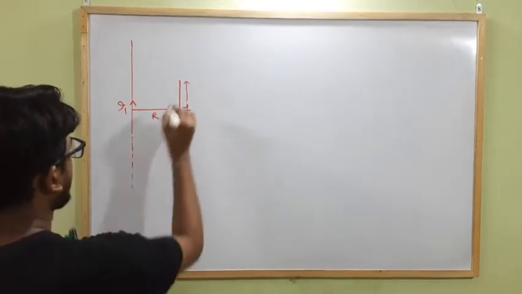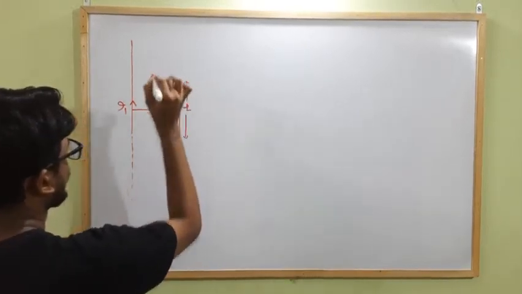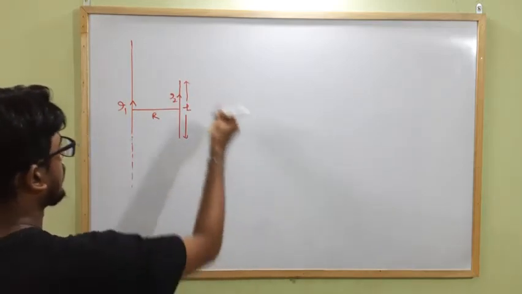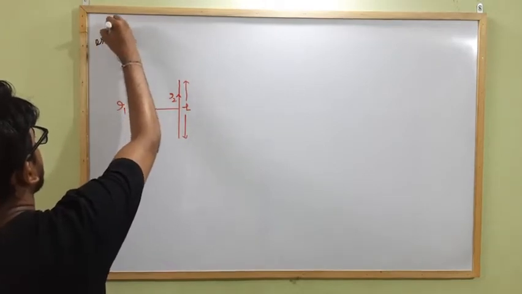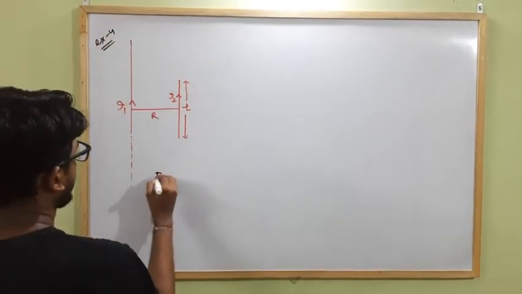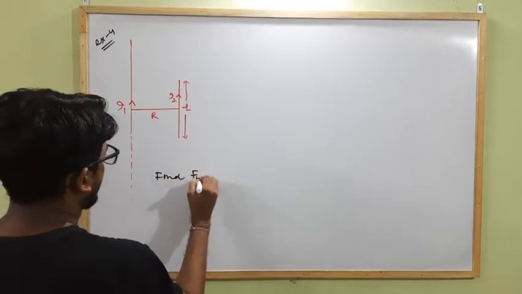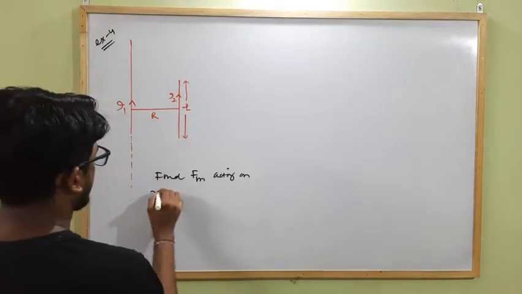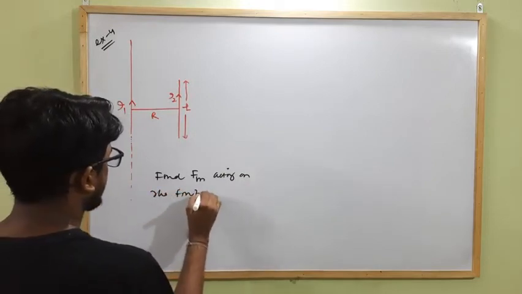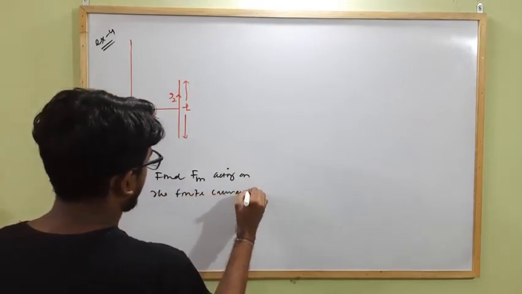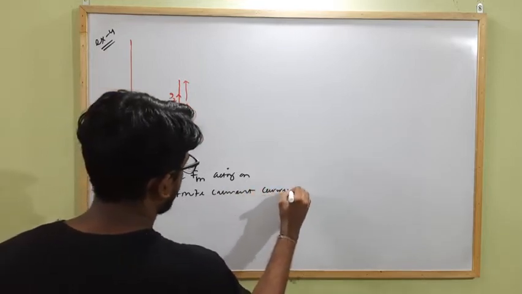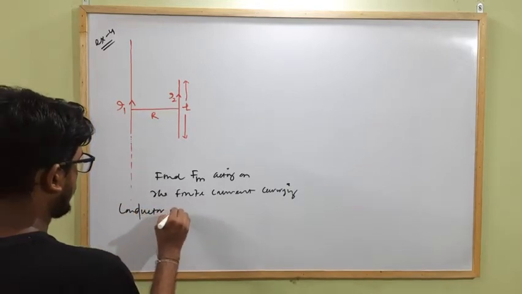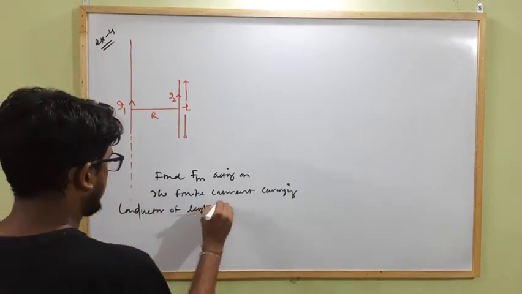Okay, and here the current flowing through it is I2. So now find the magnetic force acting on the finite current carrying conductor of length L.